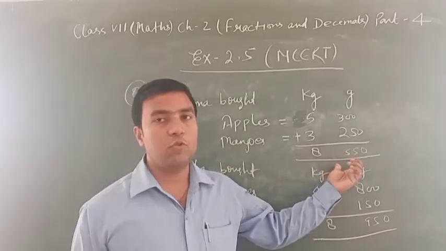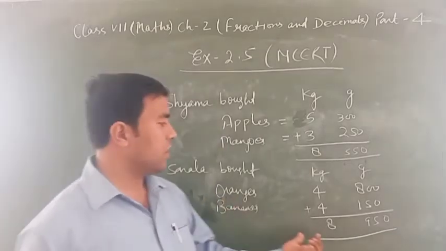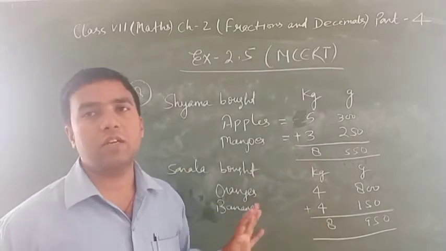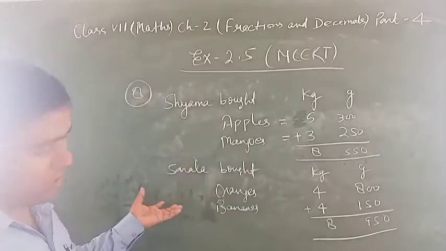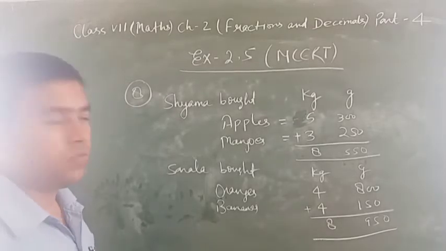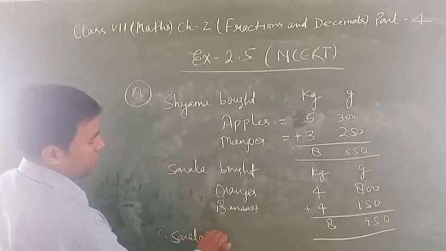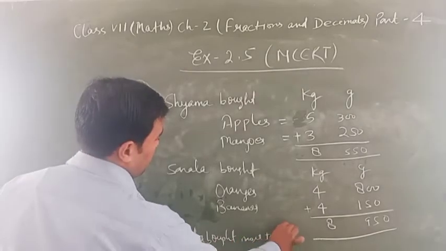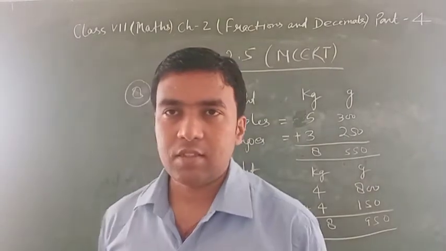Shyama bought total fruits 8 kilogram, 550 gram. Sarla bought 8 kilogram, 950 gram. Which is greater? See, here is 8 kilogram, here also 8 kilogram. But here is 550 gram, here is 950 gram. Means Sarla bought more fruits. Means we can write here: Sarla bought more fruits. Clear? So this exercise is complete.